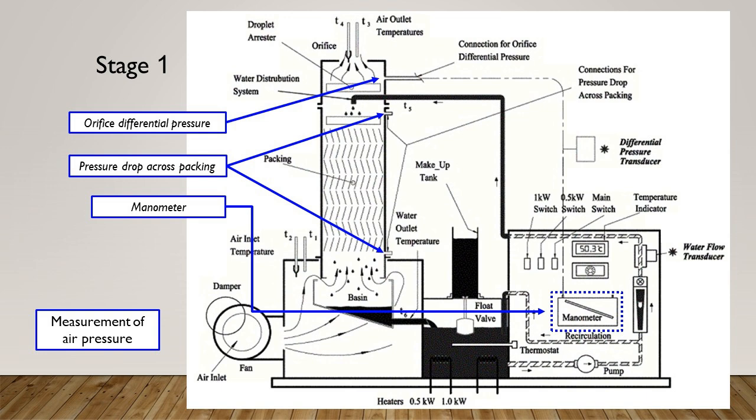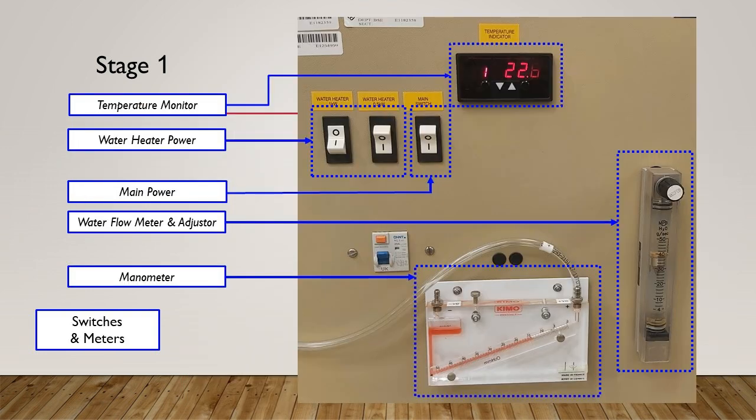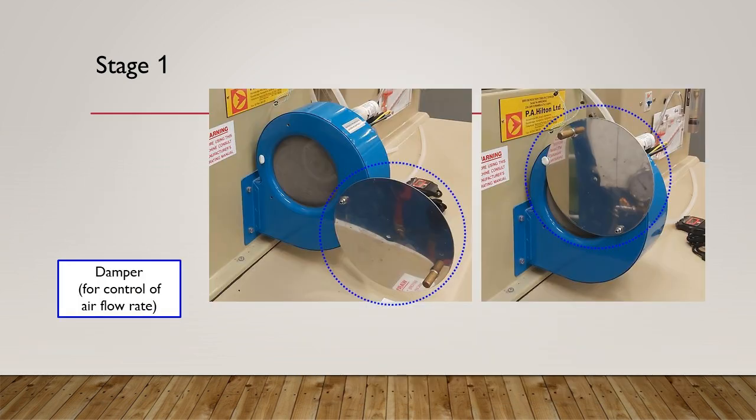Also, there are ports for measuring orifice differential pressure and pressure drop across packing, by connecting tubes to the manometer. We have switches for main power and water heaters. And water flow meter and adjuster are on the right-hand side. The air flow rate can be controlled by adjusting the damper position as shown.